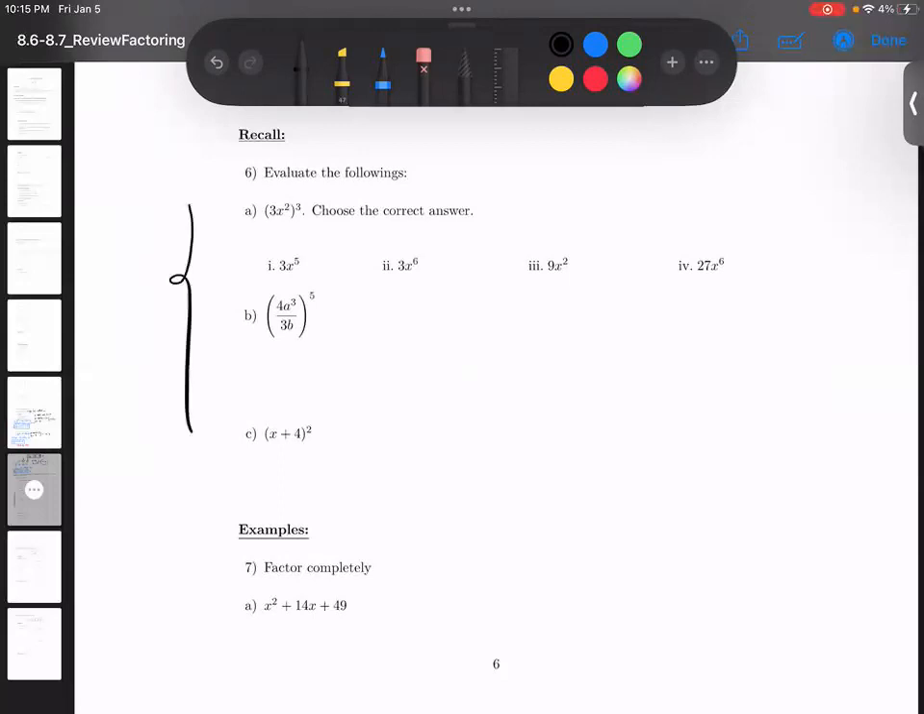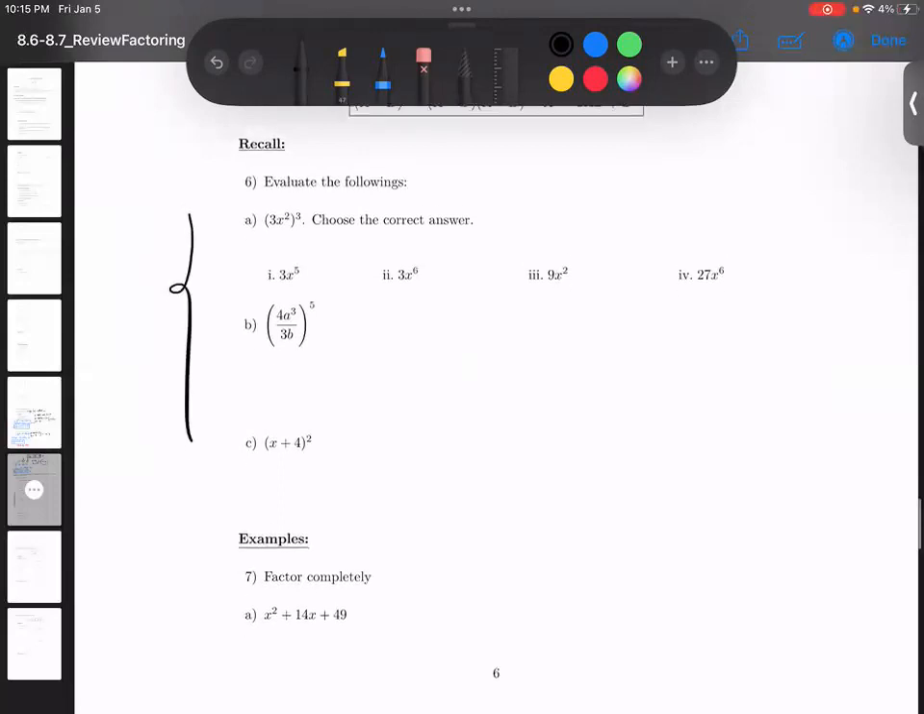This part right here is recall. I'll go through this. So 3x squared quantity cubed. Choose the correct answer. Well, the exponent rule is this: if you have a times b quantity to the n power, it is equal to a to the n times b to the n, right? Or another way you can do this is you take a times b times a times b times a times b. How many times?